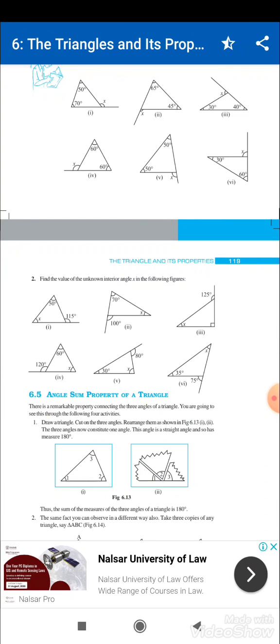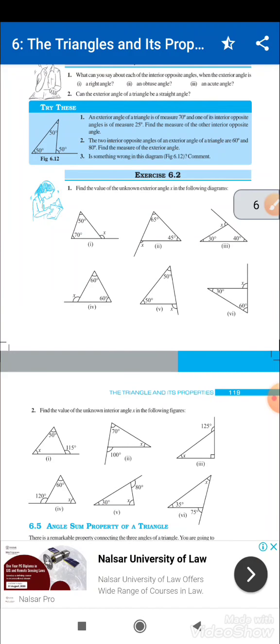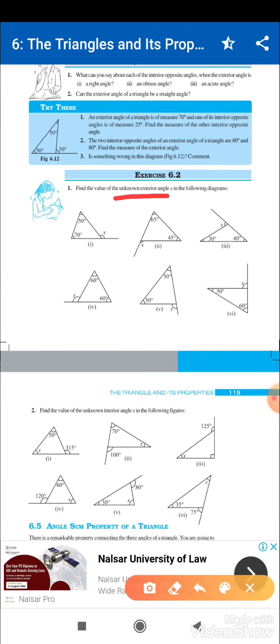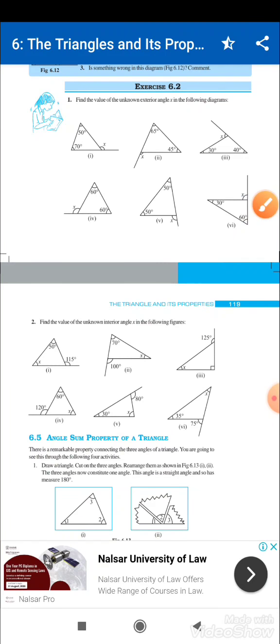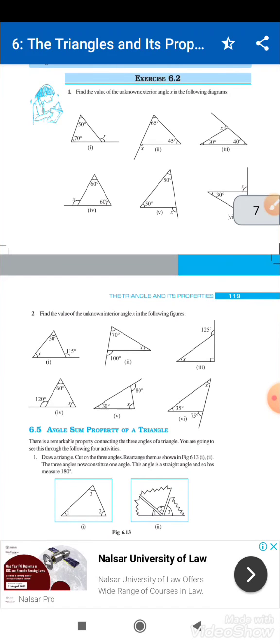In question number 2 we have to find the value of the unknown interior angle x in the following figure. As you can see, in question number 1 we had to find the value of the unknown exterior angle, whereas in the second question we have to find the value of the unknown interior angle.